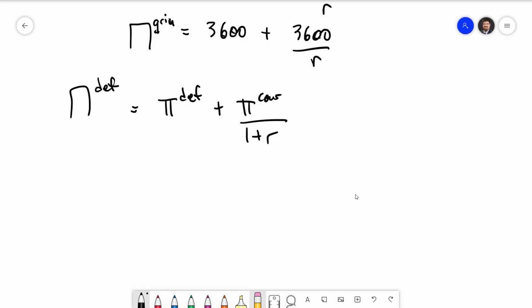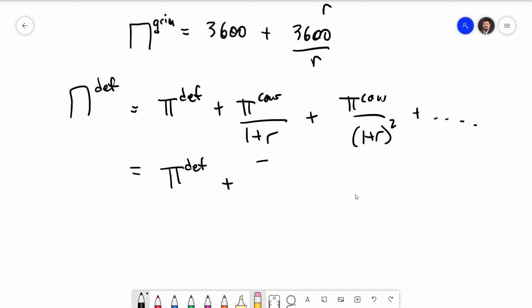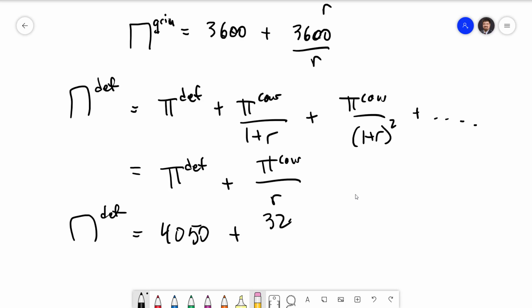And so that's going to happen in period 1. We're going to get pi Cournot in period 2, and so on forever. Again, using the formula for the geometric series, we're going to get pi defect plus pi Cournot over r. Now, plugging these in for our specific problem, what we get is 4050 plus 3200 over r. We now have our two competing payoffs.